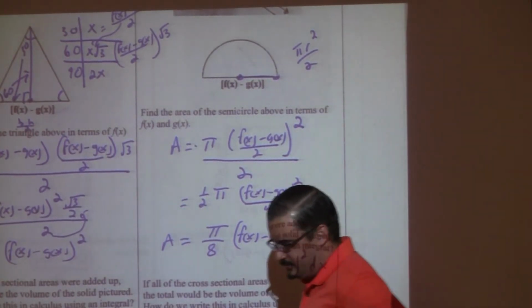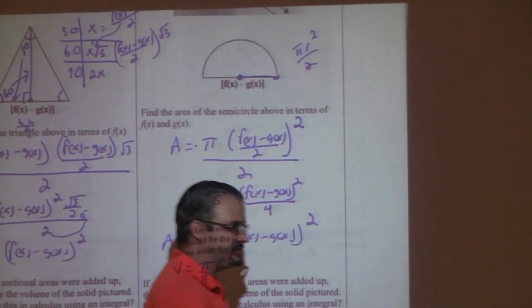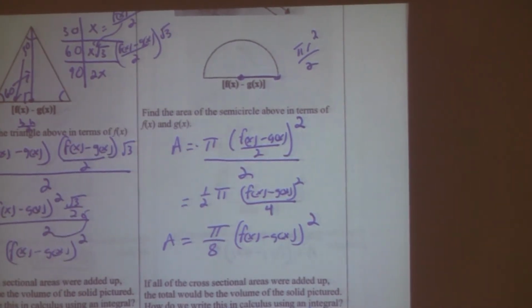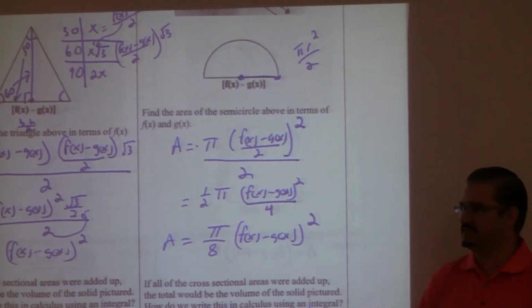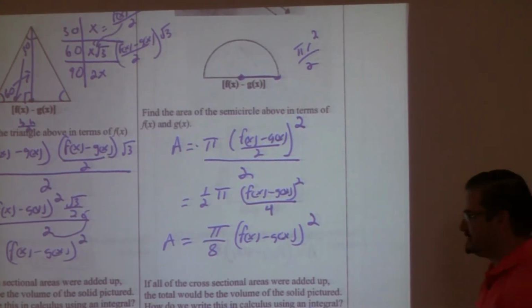Cool? So what's it for a square? Square cross section. F of x minus g of x squared. What is it for equilateral triangle? Radical 3 over 4 times f of x minus g of x squared. What is it for an isosceles right triangle? Half f of x minus g of x squared. Okay? And for the semicircle? Pi over 8 f of x minus g of x squared.